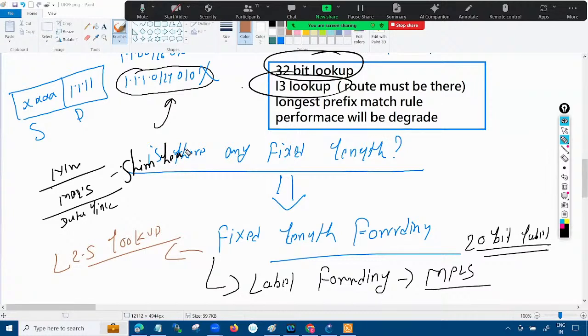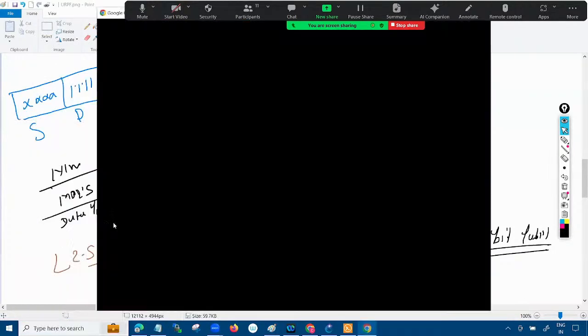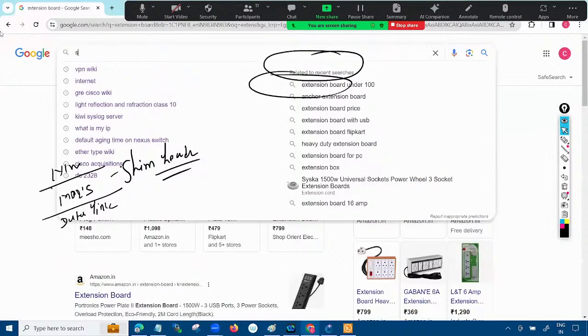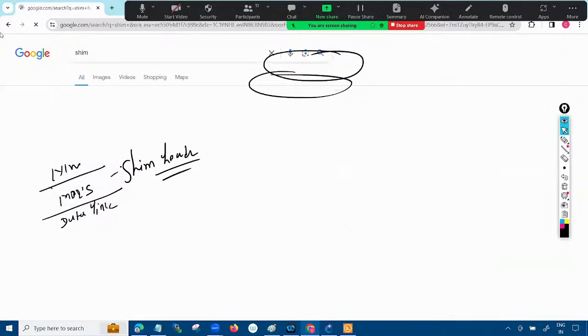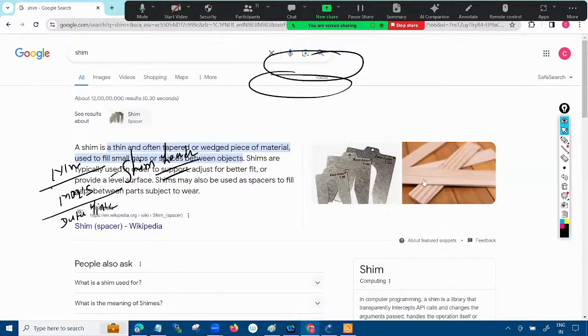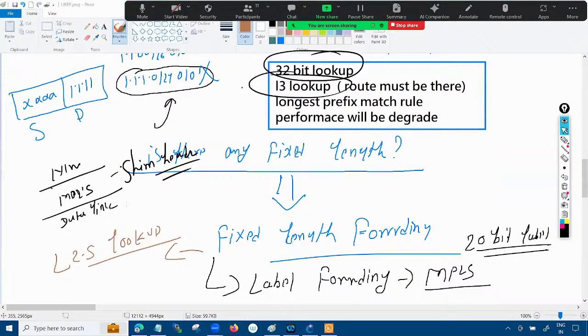Why do I call it a shim header? A shim is a plate. If you look for the shim diagram, can you see that? This is the shim that you can place this guy. It's a small component. You can just place this guy into any place, right? So I place MPLS in between the network and the data link layer.